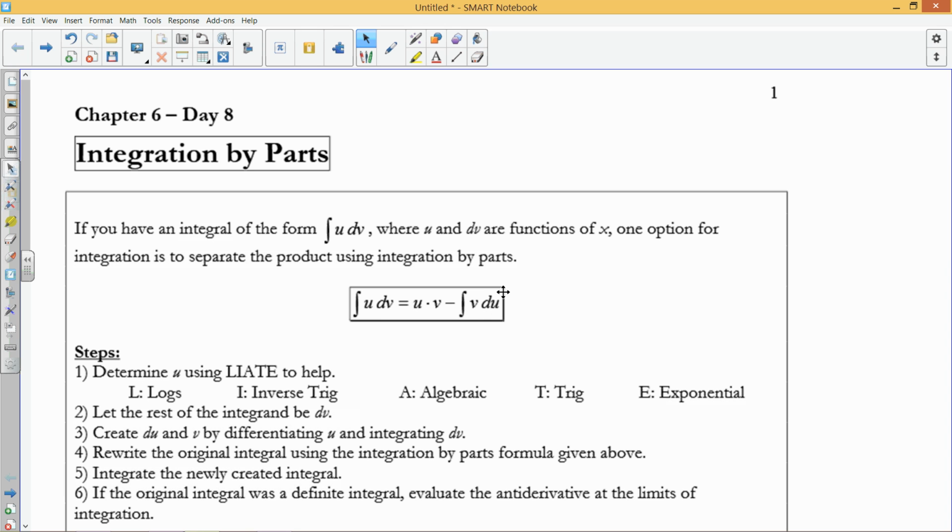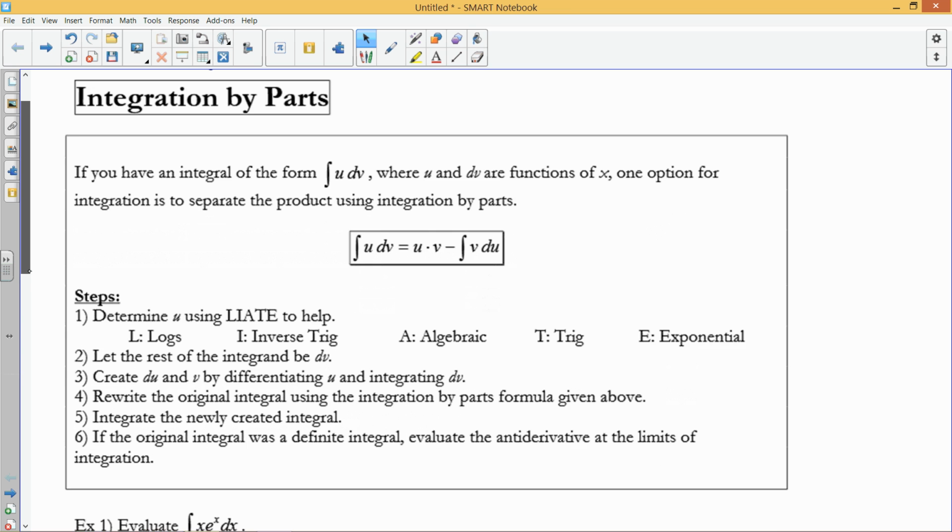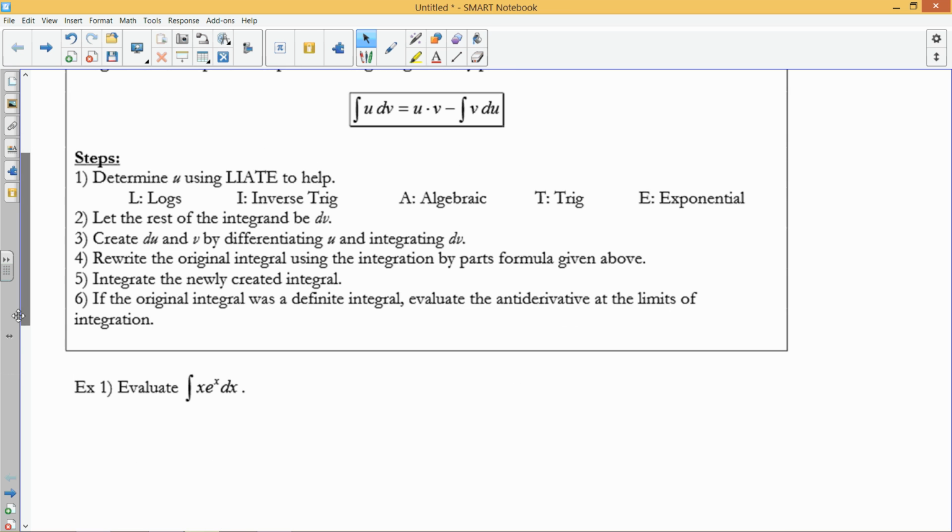Now, that doesn't mean anything to you right now. It will in a moment. Here's basically how that is going to work out for us. We're going to take an integral, the one at the bottom of the page, x times e to the x. We're going to separate x times e to the x dx into u and dv and then do a bunch of stuff to break it down.